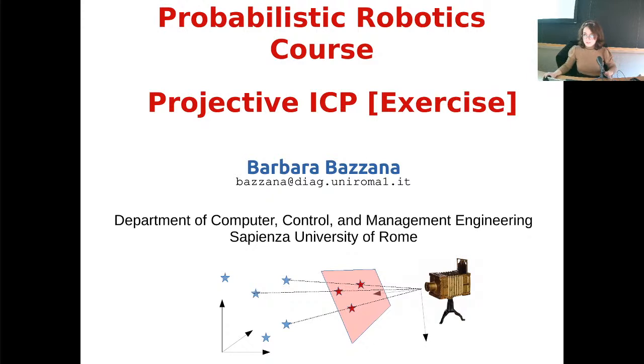Okay. So, I guess we can start now with today's exercise. We will see another example of a registration problem. In particular, we will see projective ICP. So we will start talking about cameras and points on an image. Then you will go deeper in this in the next lesson, which is on essentials in computer vision.